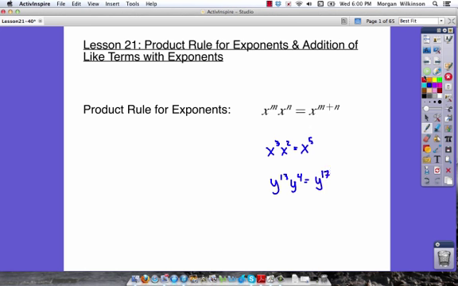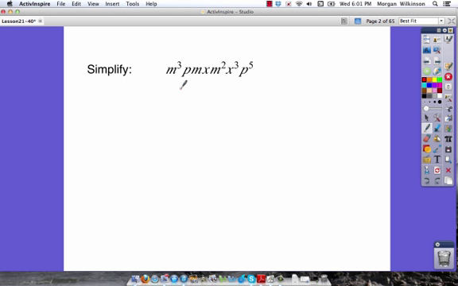Now, let's look at this one. Let's say that we had x to the third, y to the 4th. This is already simplified. These bases are different, so we can't add the powers up here. This would have to be our final answer. We can't simplify that anymore. Let's look at a few more examples. Let's say we have this.